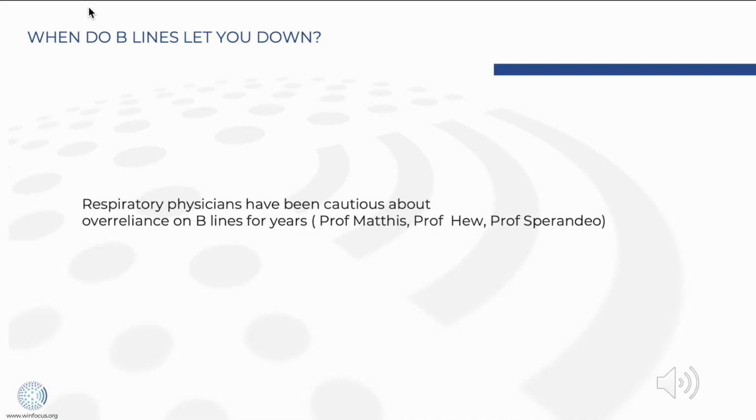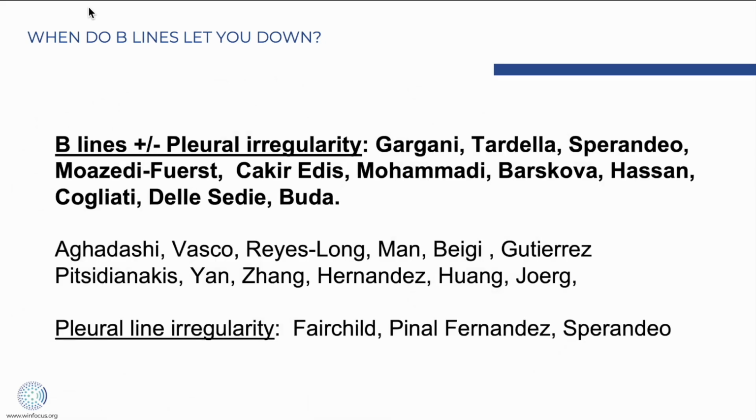It turns out that our respiratory physicians have been pretty wary about B-lines for quite a long while. And I'm going to ask Ben to briefly summarise some of the literature on B-lines and pleural irregularity in interstitial lung disease.